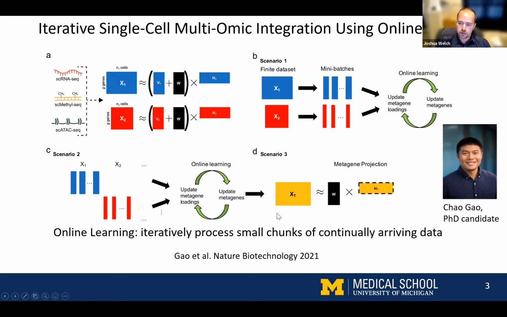And this iterative capability is also useful if you have data of questionable quality or that you're not sure how it relates to the existing data. You can use scenario 3 to project the new data into the factorization that you've obtained from scenario 1 or scenario 2 without changing the metagene factors.